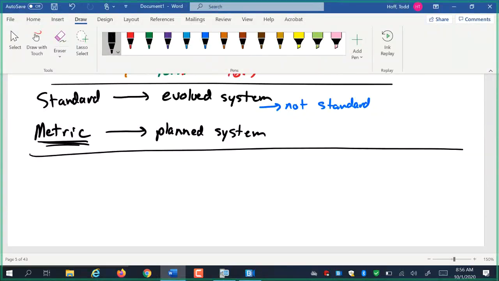Brings us to the question, of course, is will the U.S. switch to the metric system? Who knows? We will switch over eventually. It's going to happen. I'm actually shocked we've resisted it so far.